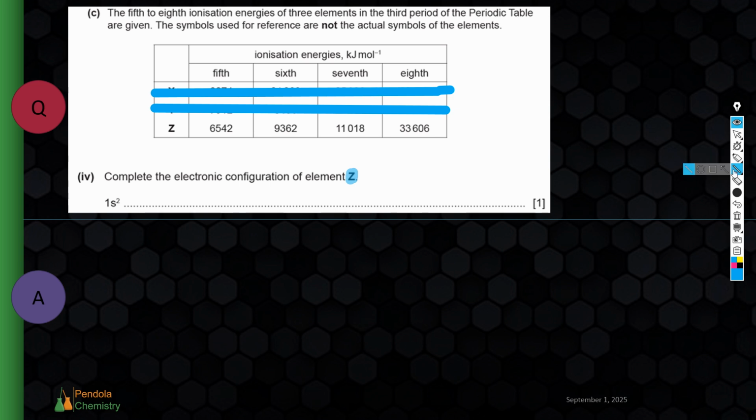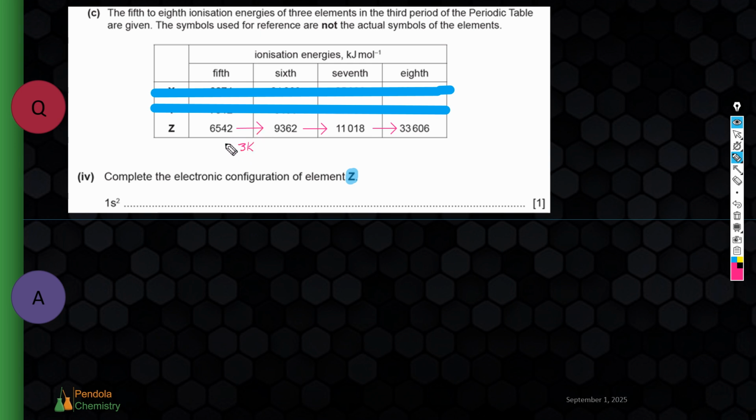Now, we are going to look at the transitions for Z between energy levels. You have the transition from 5th to 6, 6 to 7, and 7 to 8. If we take a quick look at these, we can see that from 5th to 6, we have roughly 3K in change. 6,000 to 9,000, again, we're not looking super detailed, just roughly 3,000 difference.